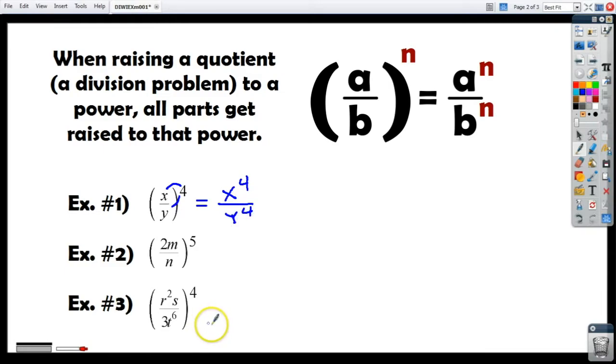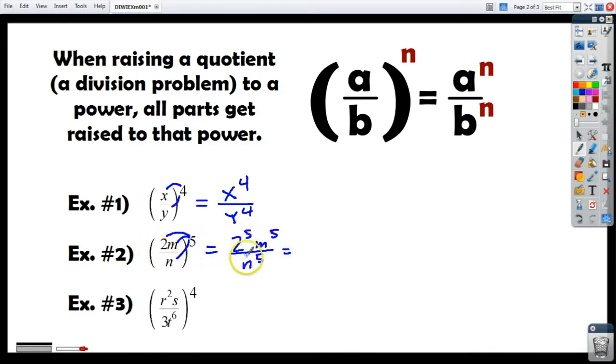Now the only thing you have to be careful about is realizing how many parts there are to a particular problem, like this one. 2m divided by n, the whole thing to the fifth power. But if I really think about the inside, it's 2 times m divided by n. So there's actually 3 different parts to this division problem. So the 2 to the fifth power, we need m to be put to the fifth power, and then we need the n on the bottom to be put to the fifth power. So it looks something like this. 2 to the fifth power times m to the fifth power over n to the fifth power. Every single part inside gets that power.